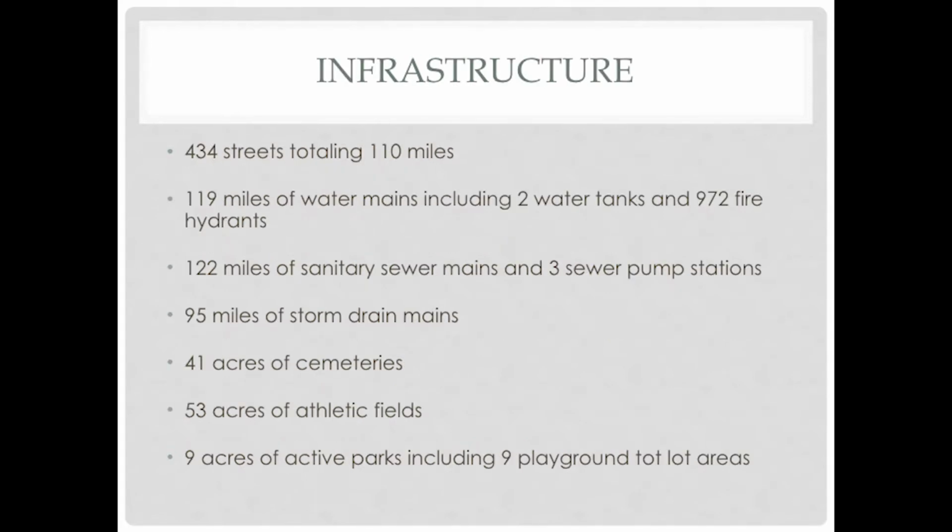That includes our infrastructure, which is another big cost center in the budget that folks don't always realize how extensive our infrastructure is. And it's really no different than other communities in Massachusetts that are our size. But we have 110 miles of road, 119 miles of water mains, 122 miles of sanitary sewers, 95 miles of storm drains, 41 acres of cemeteries, 53 acres of athletic fields, and 9 acres of parks, including 9 playground tot lot areas. So when we talk about the need to invest in our infrastructure, the town owns and maintains an awful lot.